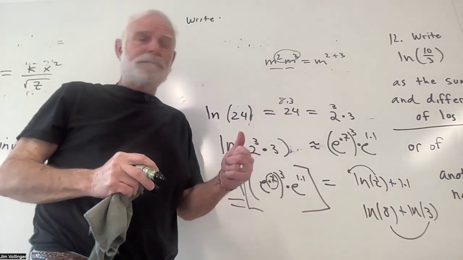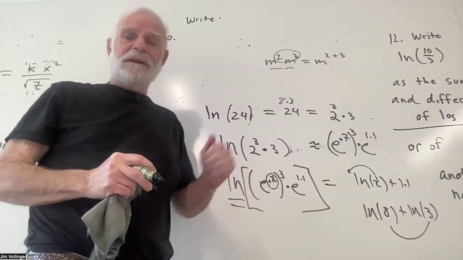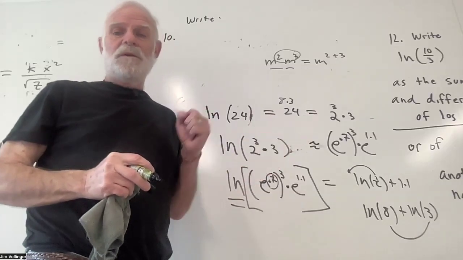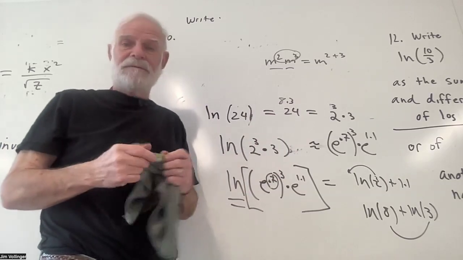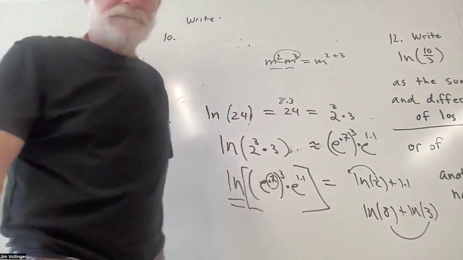The 3 rules of exponential activity. When you multiply, you add exponents. When you divide, you subtract. And when you do power to power, you multiply. And we'll be expanding on that conversation in the weeks ahead. Just getting the conversation started.